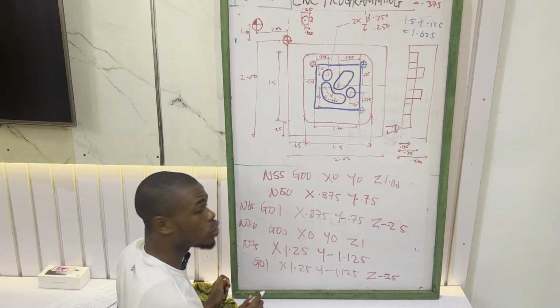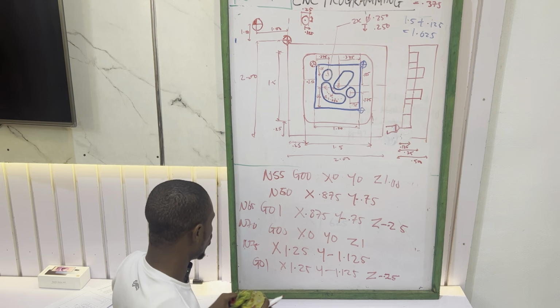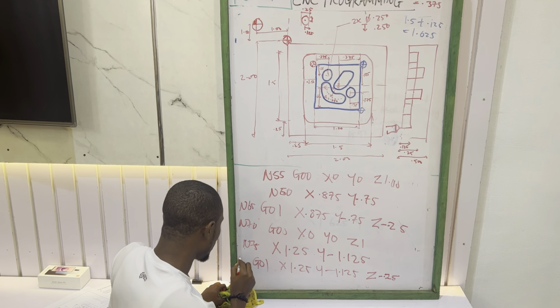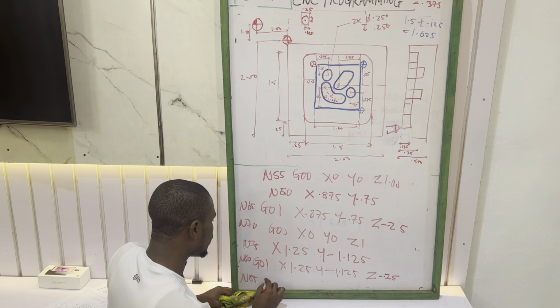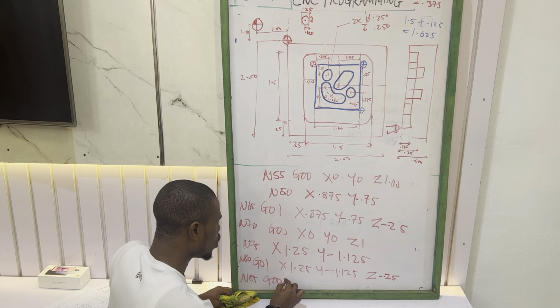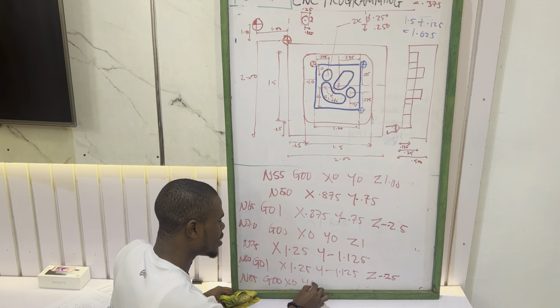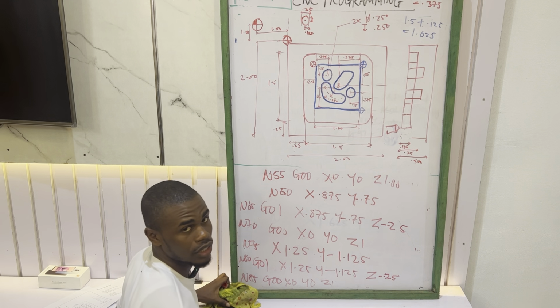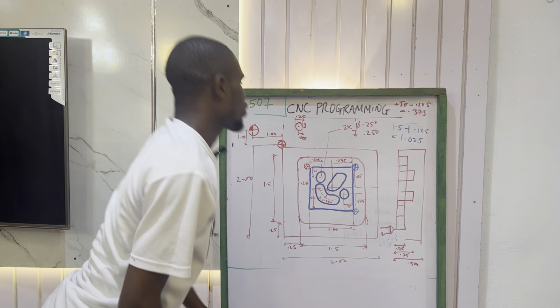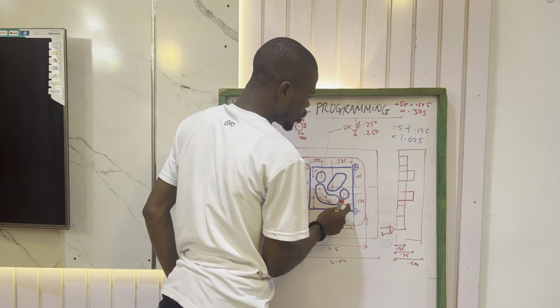So the next operation, you take it out. That will be your N: this is N80, and this is your N85. At N85, you take it out. That's your G00, your X0, your Y0, then your Z1. You can see it's very simple. So we have successfully drilled this hole, and we have drilled this hole.